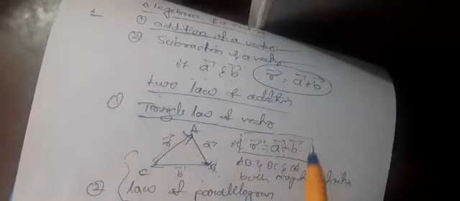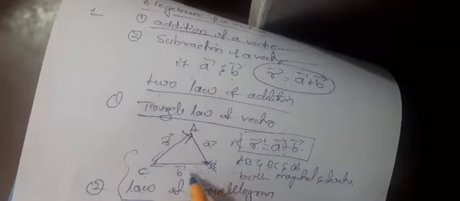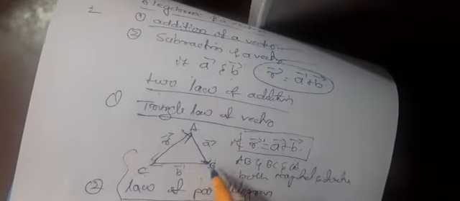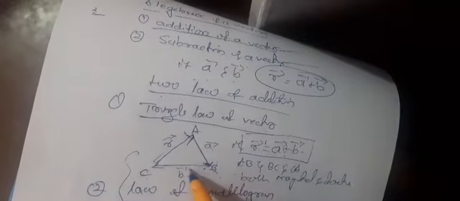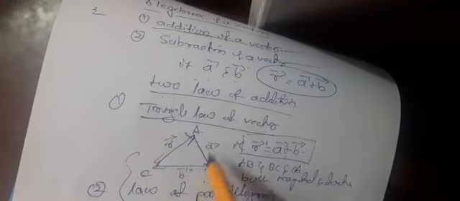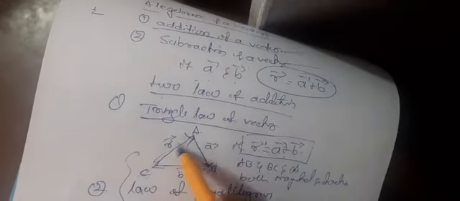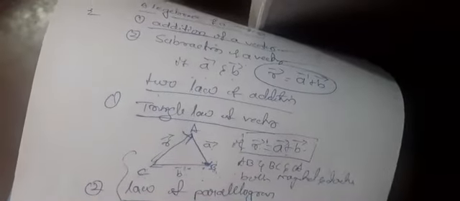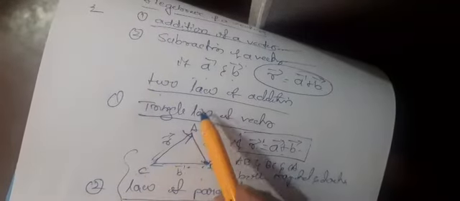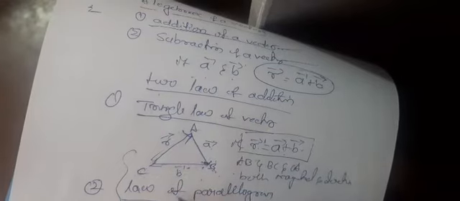According to the triangle law, what is the statement? If two vectors are acting at a point in equilibrium, they are represented by both magnitude and direction of two sides of a triangle, and the resultant line, resultant force or resultant mass, all are the same. The resultant is also represented by both magnitude and direction of the third side of the triangle. That is the statement of the triangle law, and the equation is vector R equal to the sum of the two vectors.